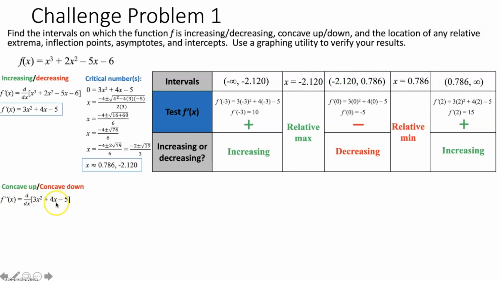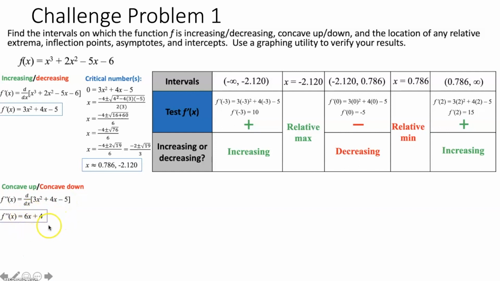So to take the derivative of the first derivative, we take the derivative of each term separately. The derivative of 3x squared, the 3 stays out front. Just take the derivative of x squared using the power rule, so it becomes 2x to the first. Multiply the 2 and the 3, you get 6x to the first. Over here, taking the derivative of 4x, the 4 stays out front. Taking the derivative of x, that becomes 1. 1 times 4 is 4. Derivative of negative 5, that's a constant, so the derivative of a constant is just 0.